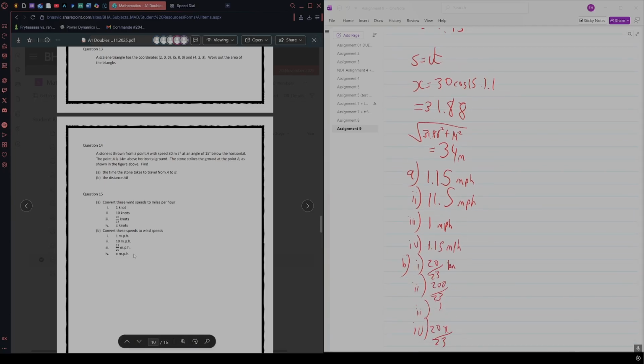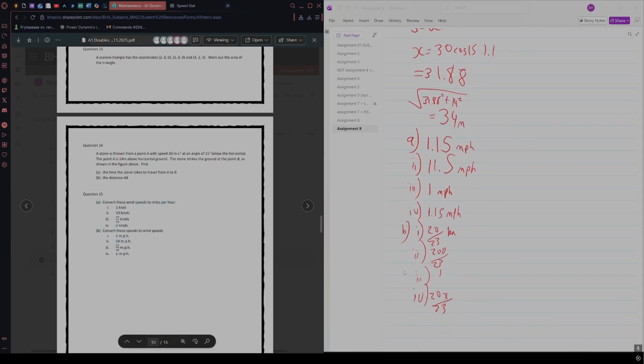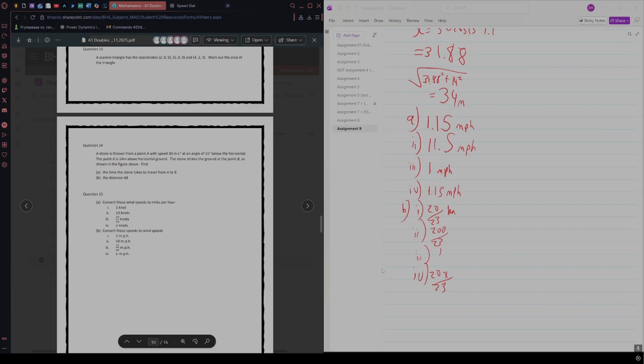Next question, so we have the classic large data set question. You should now remember that multiplying by 1.15 is how you go from knots to miles per hour, and multiplying by 20 over 23 is how you go from miles per hour to knots.